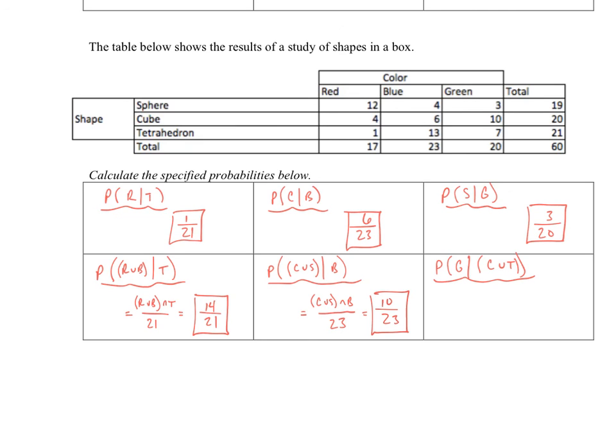And the last one, what's the probability of picking a green shape given that it is a cube or a tetrahedron? So now our denominator is not as straightforward, but we need to figure out how many cubes or tetrahedrons there are because that's the denominator. So there are 20 cubes and there are 21 tetrahedrons. So that would mean that there are 41 cubes or tetrahedrons. And of those 41 cubes or tetrahedrons, how many of them are also green? So 10 cubes are green and 7 tetrahedrons are green. So that would mean that there are 17 cubes or tetrahedrons that are also green.